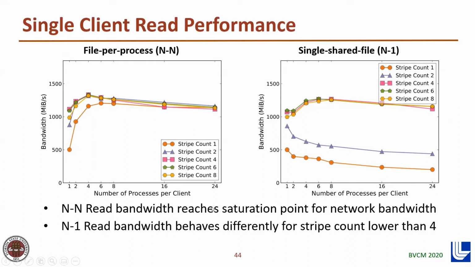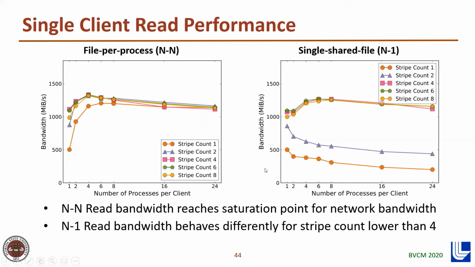So we have found from our results, and we have also tested different stripe counts. In our case, the stripe size was 512 kilobytes. From these results, we found that NN, or file-per-process, read bandwidth reaches a saturation point. And this is due to the network bandwidth, because we are using only 1 client in this case.